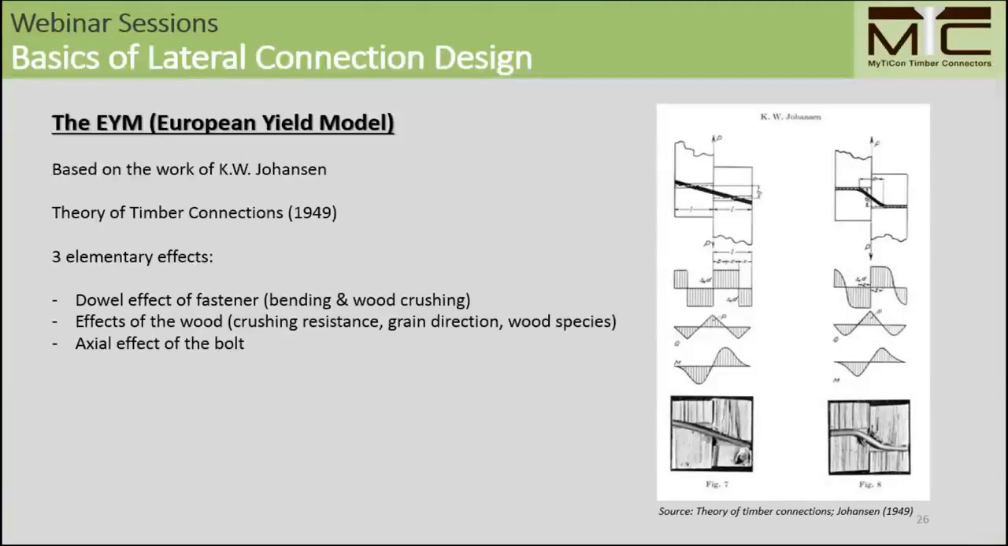Now back to Johansen's findings, the European yield model as it was first introduced in 1949. We can see those dowel effects of the fastener, so the bending resistance and the wood crushing effects are considered in the yield limit equations, and also the effects of the wood. So the wood shows a certain crushing resistance, which is, on the other hand, again dependent on grain direction and wood species. But what about the axial effect of the bolt? We did not see anything in the NDS yield limit equations here.